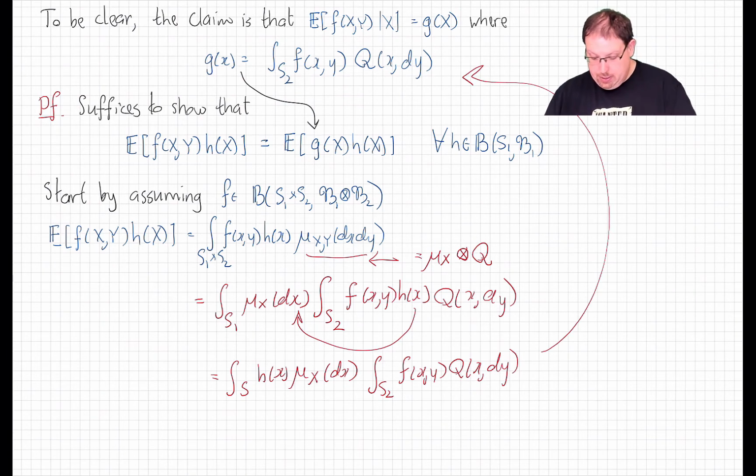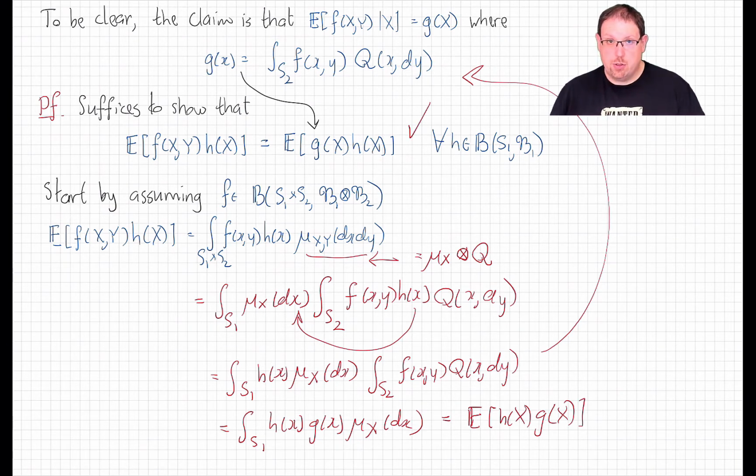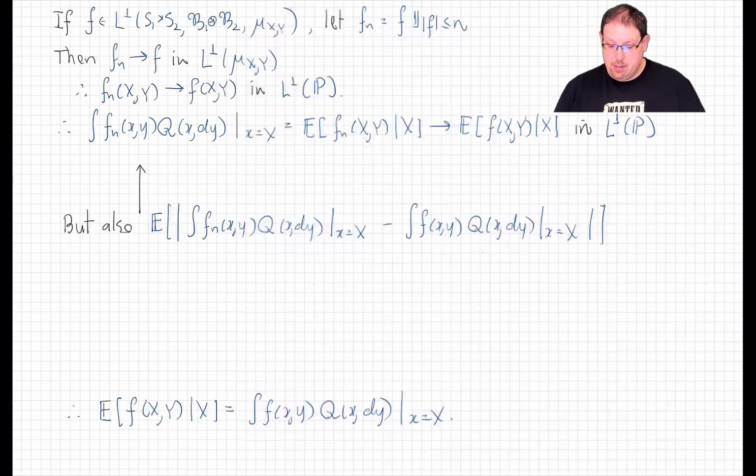And so this is just the integral over S1 of h of x times g of x mu x of dx, which by the change of variables theorem is the expectation of h of x times g of x, which is what we wanted to show. So therefore, we've shown that this theorem holds true for bounded product measurable functions f, and now we wish to extend to L1 functions. We'll do that with an appropriate cutoff limit argument, as usual.